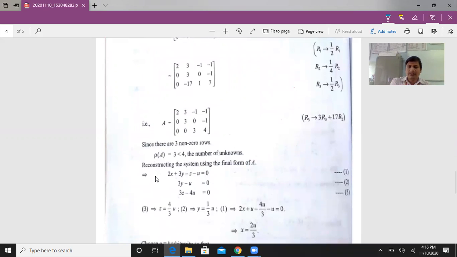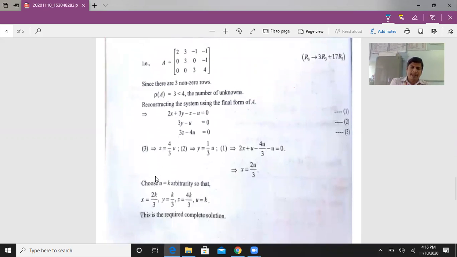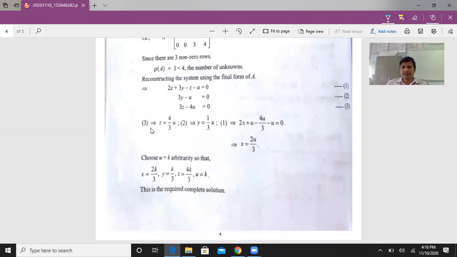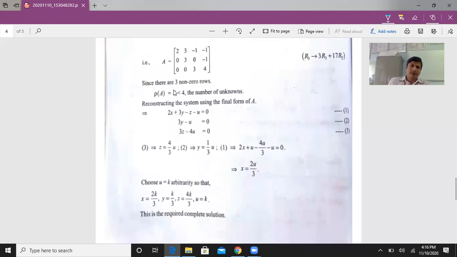Next, you reconstruct the system of final equations from A. Reconstruct means you take the first equation, means first row. See here 2, 3, minus 1, minus 1 is there. That's why I write 2x plus 3y minus z minus u is equal to 0. That is the first equation.